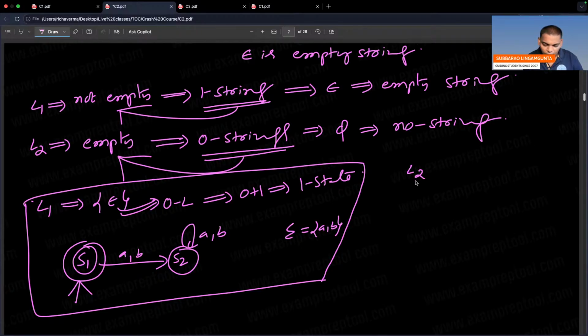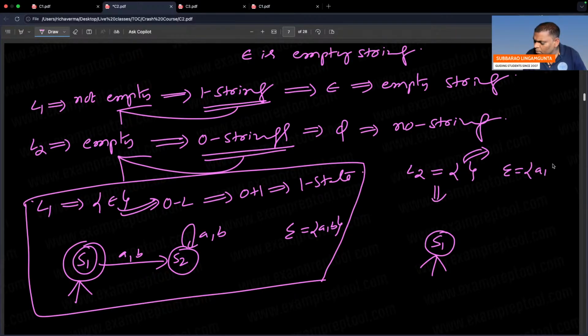L2 is interesting. Please understand, everyone. L2 is pi. Right? See the answer. Pi means zero length. Pi means no string. No string means no need to accept. Then what you do is write only one state, because you don't want to accept anything, so there is no requirement of any final state.